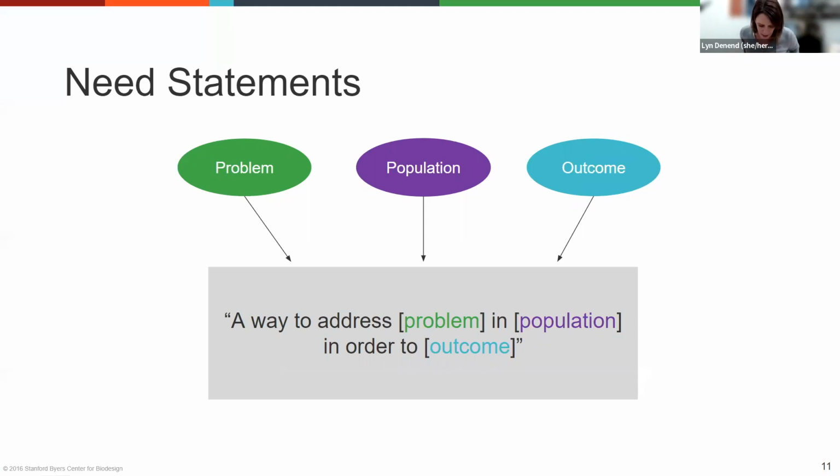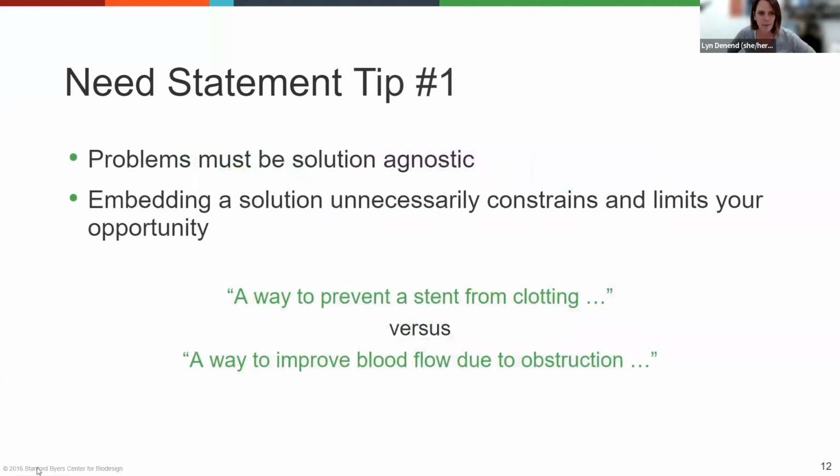Next slide. When it comes to writing need statements, we've got a couple of different tips for you. So first and foremost, it is essential that you remain solution agnostic at this point in the process, right? We are at the identify phase. We are not thinking about solutions. We are becoming experts in the problems, the unmet needs that we're trying to solve. So you don't want need statements that say things like a way to prevent a stent from clotting, because that assumes that basically a better stent is the solution, right? What we want to think about is something more broad, a way to improve blood flow due to obstruction, on and on and on. Next slide.